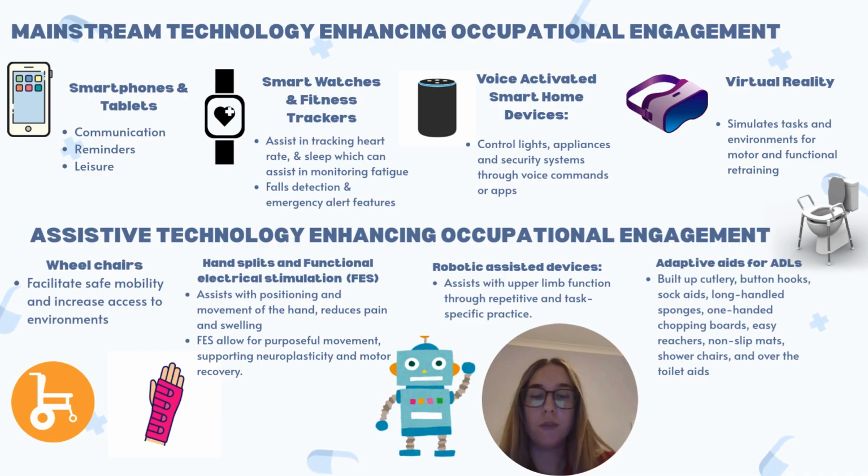Additionally, the functional electrical stimulation devices apply electrical stimulation to certain muscles in the upper extremities, and this allows for purposeful movements and therefore also supports neuroplasticity. The robotic-assisted devices have been designed to assist with upper limb function through repetitive and task-specific practice. They also help enhance neuroplasticity and motor recovery, and therefore help individuals improve their ability to engage in meaningful occupations and increase their quality of life.